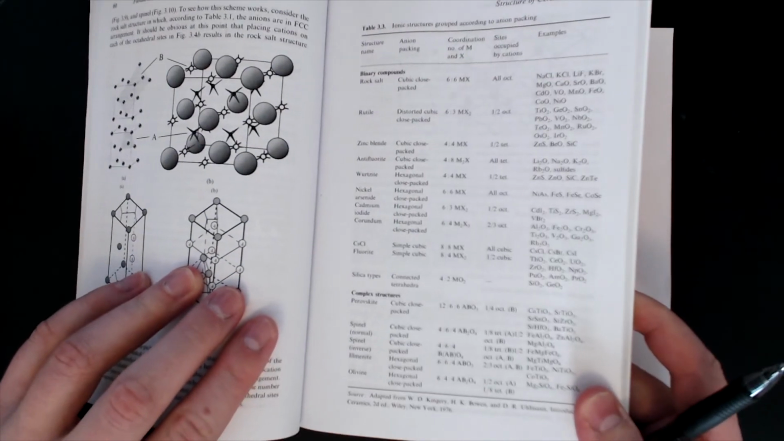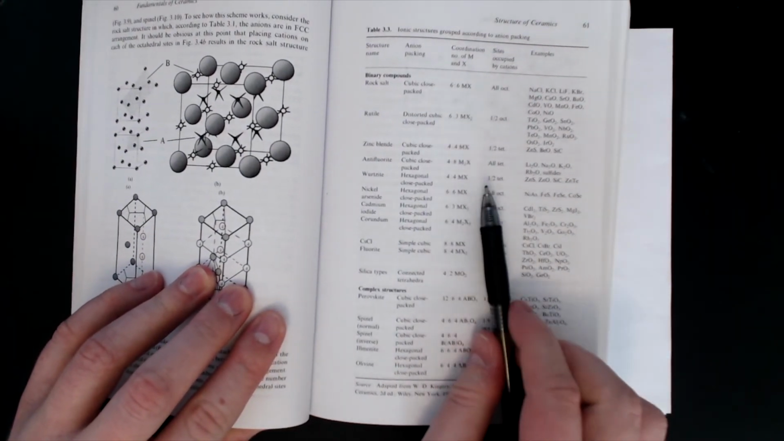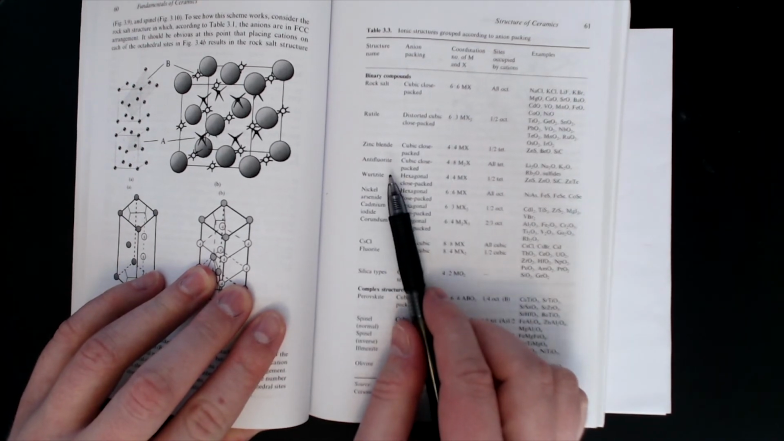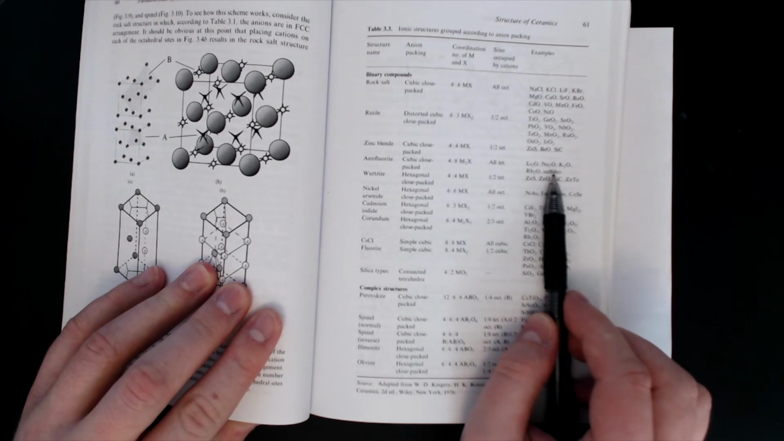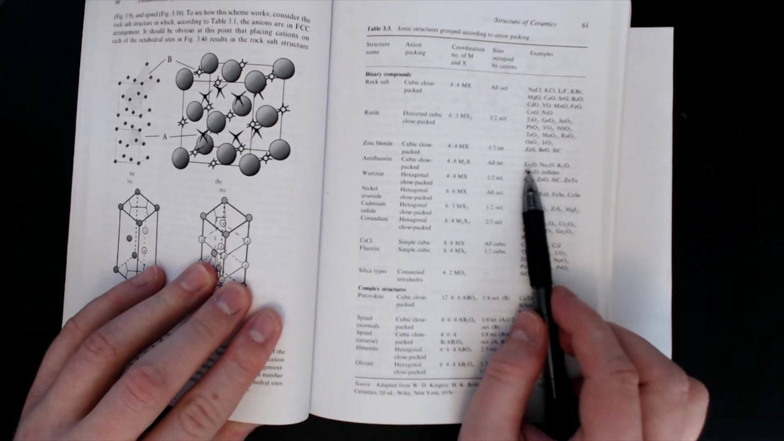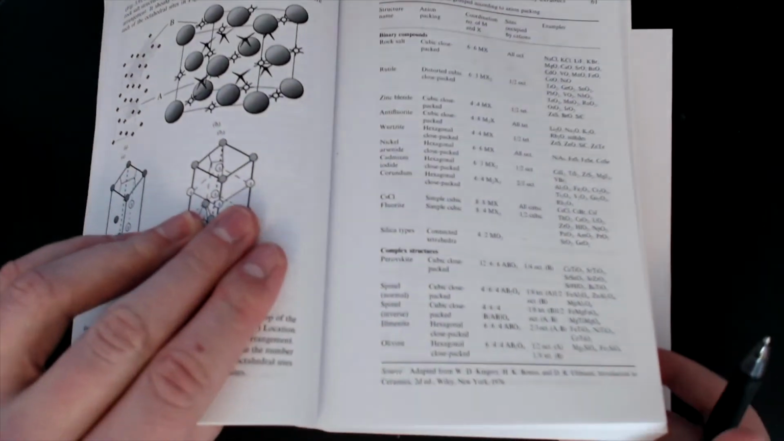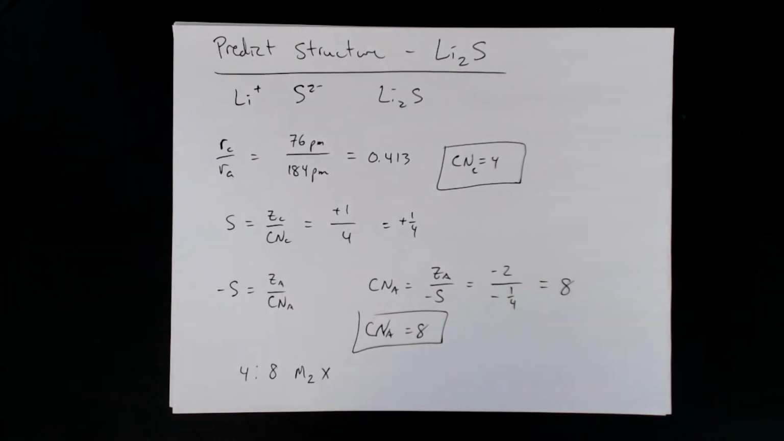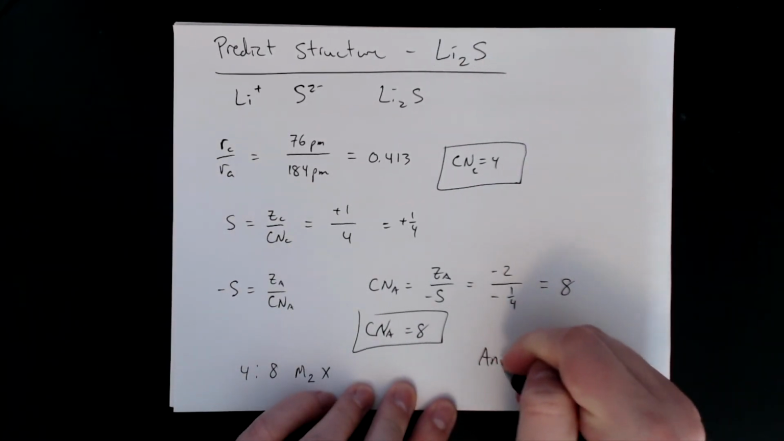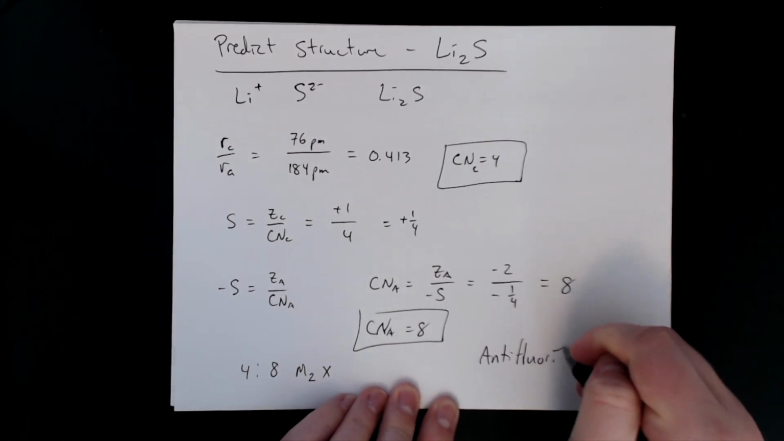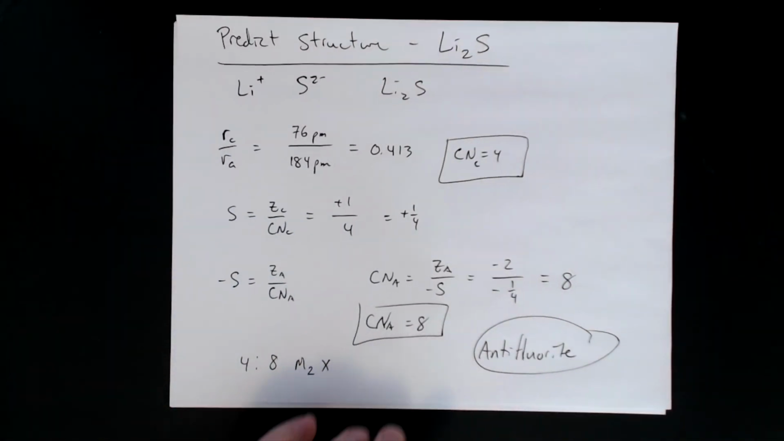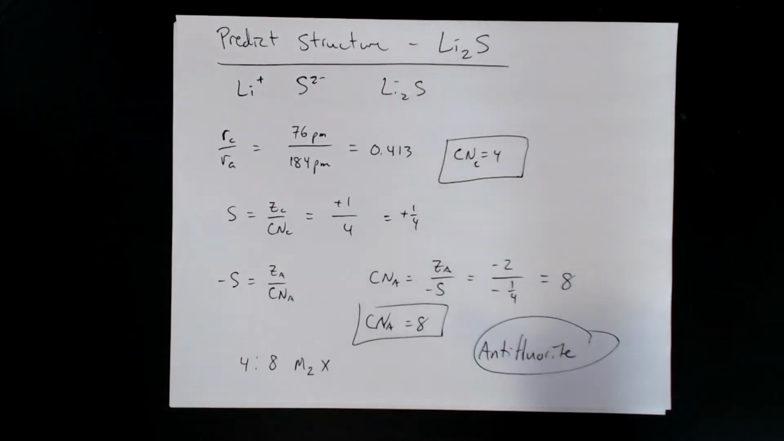So based on this table here, we expect that this is going to be the anti-fluorite structure, and you'll see a lot of similar types of compounds along with one lithium compound here. So that's what we predict based on the table and Pauling's rules for this. So we expect anti-fluorite based on these calculations.